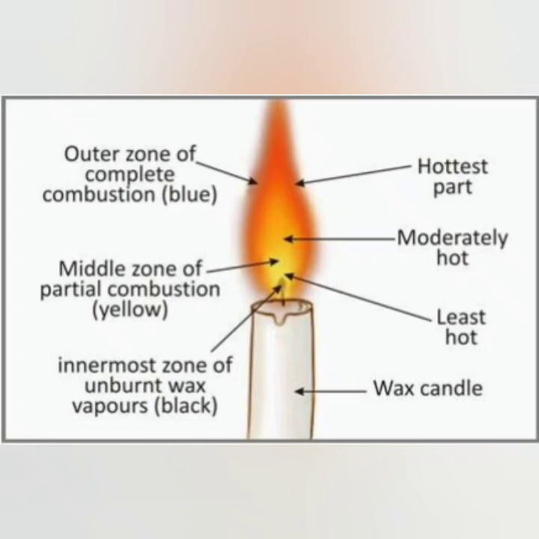What are the zones of a flame? The first or the above, that is the outer zone or the zone of complete combustion, and this is the hottest part of a flame. Next, the middle zone or the zone of partial combustion, that is the zone of moderate heat, and in between the innermost zone of unburnt wax vapor, which is black, and that is the zone of least heat. So these are the three main zones of a candle you can find. So that's over.